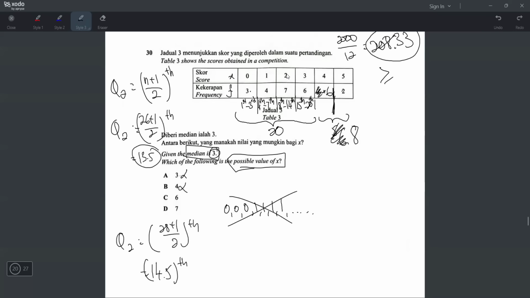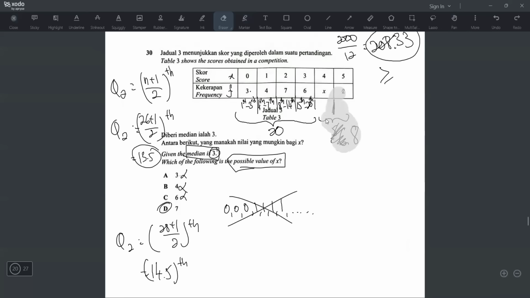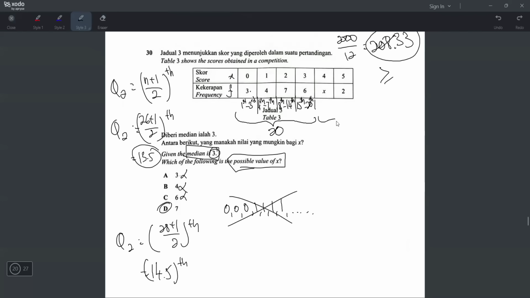So the 14th number is 2. The 15th number is 3 already because starting from 15 it is 3. But you tambah bagi 2, you tak dapat 3. You dapat 2.5. Yeah, 2 plus 3 divide 2 is 2.5. So this is wrong. So D is the answer. But of course, I will explain to you also. I will prove to you also, to make you understand. But of course, in exam, kalau you sudah tahu itu jawapan, you tak payah bazir masa dah.